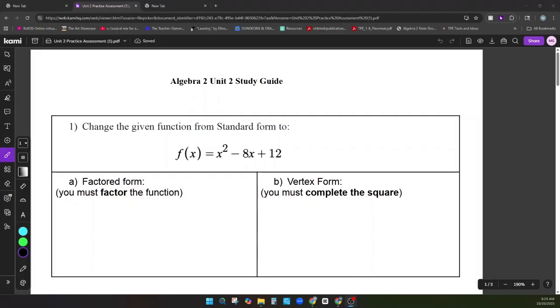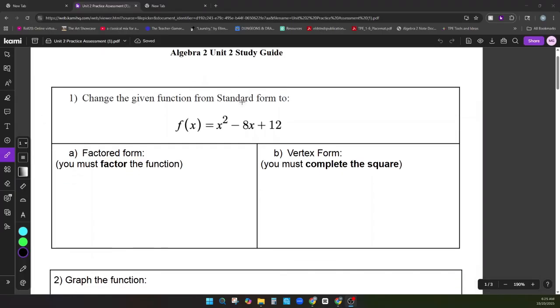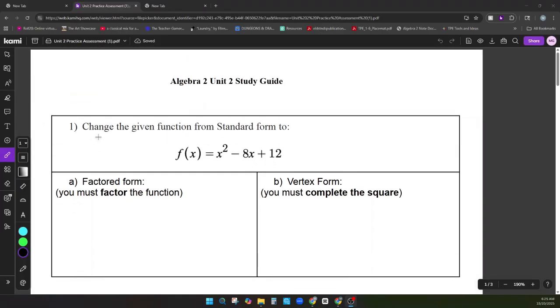So our first example is asking us to change the standard form into factored form and to vertex form, and I tell you what method you're going to use for each. So first, we're going to go with part A, where it tells us how to factor.